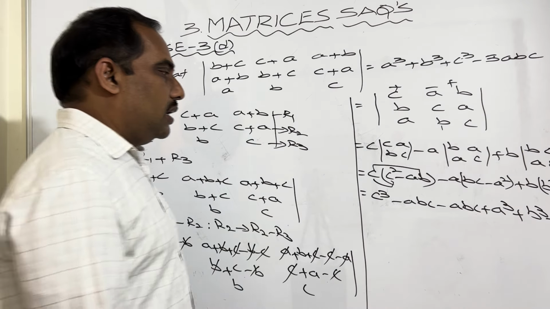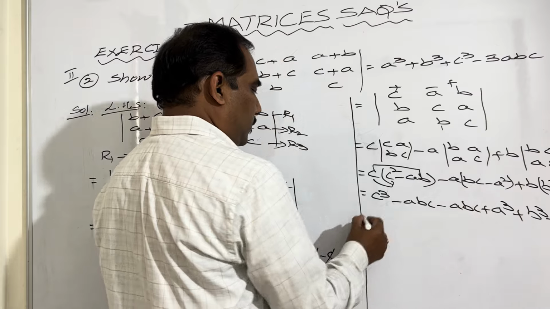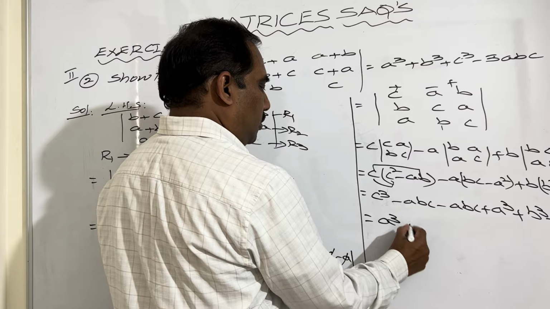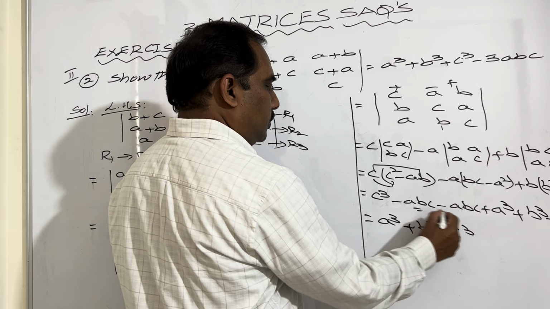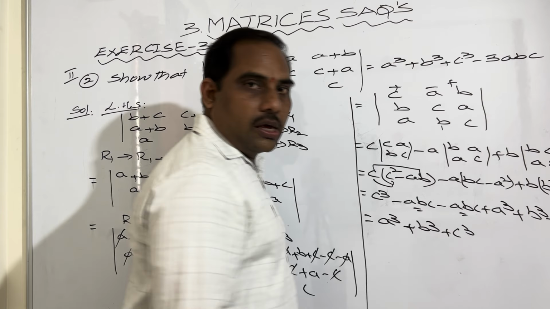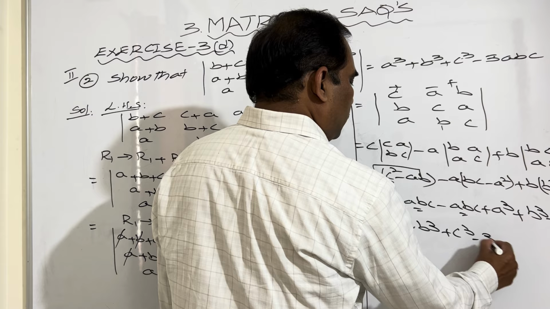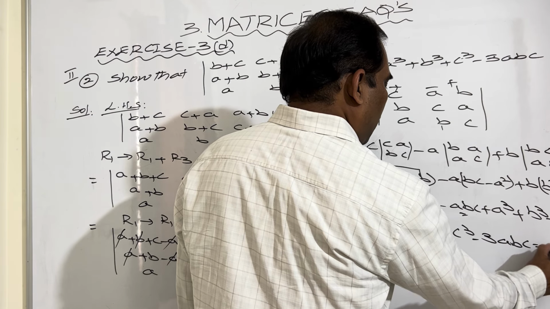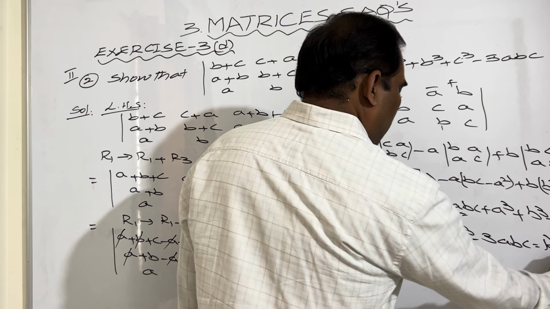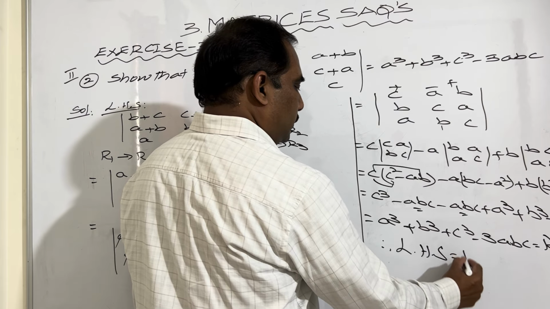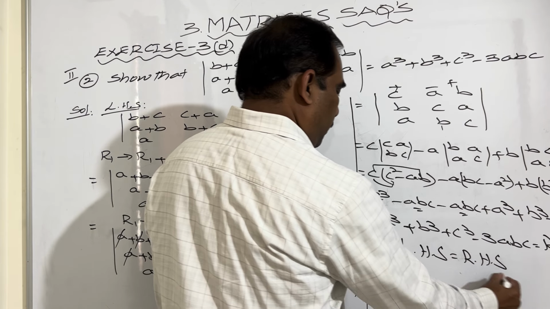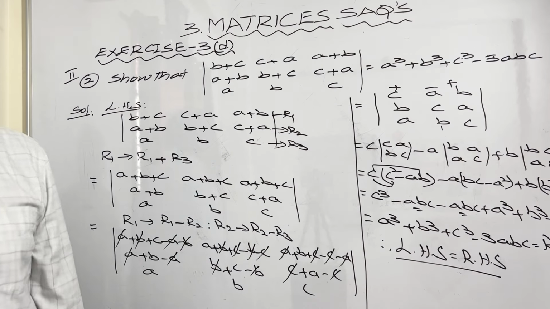Observe clearly, we have plus A cube plus B cube plus C cube, and 3 times we have minus ABC here. So we can write this as minus 3ABC, which is equal to the RHS. Like this we can prove LHS is equal to RHS. This is a very important problem, many times repeated in the examination.